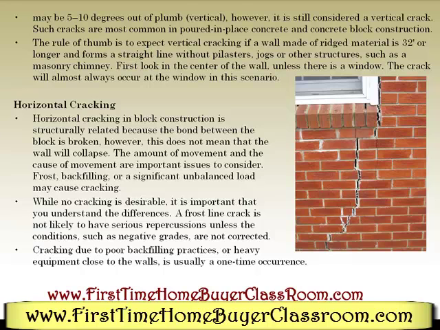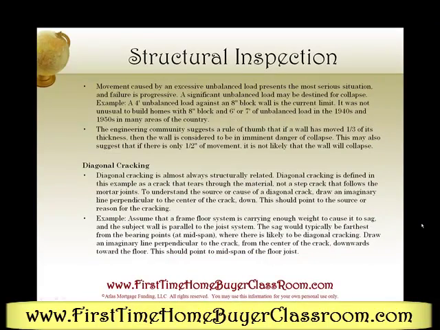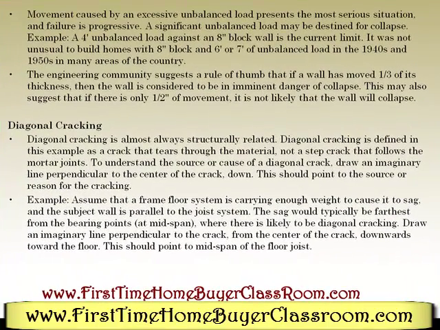A frost line crack is not likely to have serious repercussions unless the conditions, such as negative grades, are not corrected. Cracking due to poor backfilling practices or heavy equipment close to the walls is usually a one-time occurrence. Movement caused by excessive unbalanced load presents the most serious situation, and failure is progressive. A significant unbalanced load may be destined for collapse. An example: a 4-foot unbalanced load against an 8-inch block wall is the current limit. It was not unusual to build homes with 8-inch block and 6 or 7 feet of unbalanced load in the 1940s and 1950s in many areas of the country.